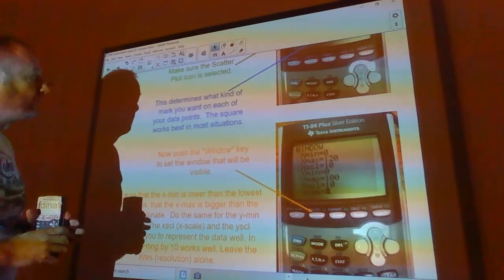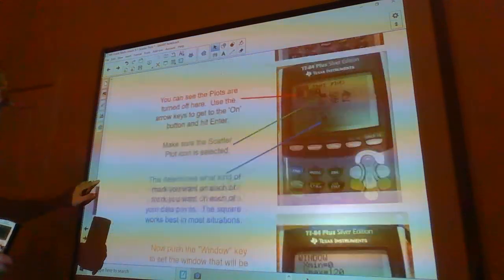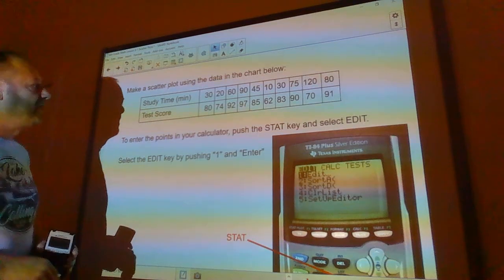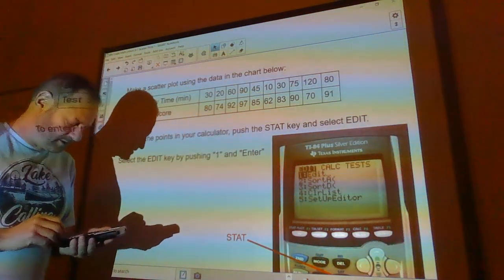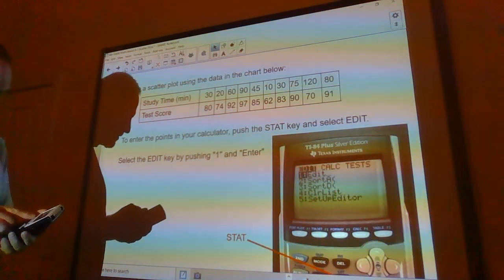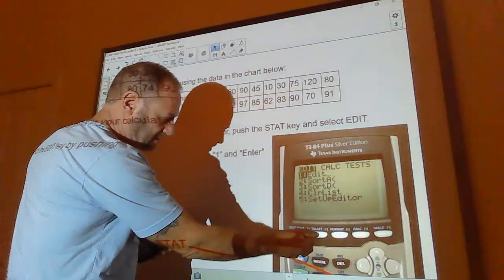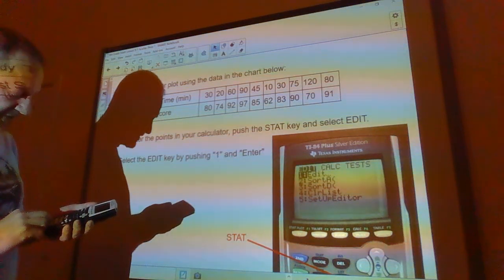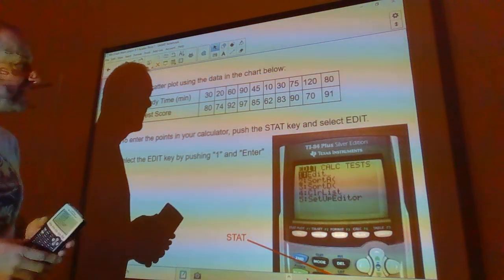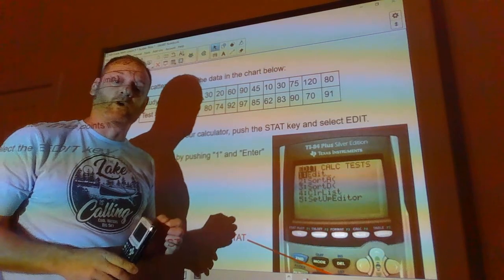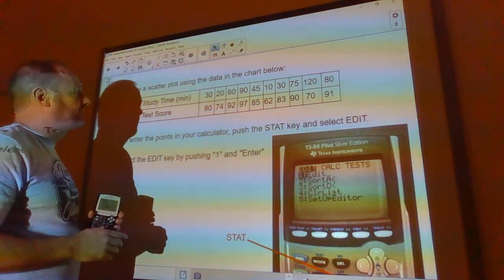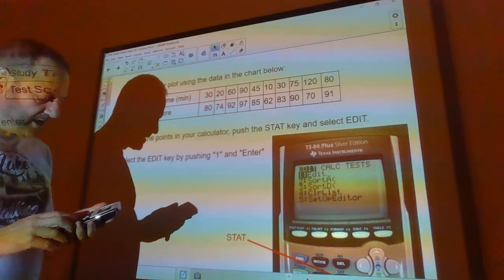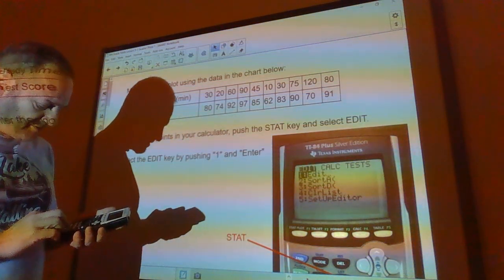Okay. So what I'm going to do is look at my data, look at my x's, and find my smallest x. My smallest x is 10. Okay. So I'm going to push my window key, which is right here. Okay. And I'm going to enter 0 for that. Okay, I want to be a little bit smaller than my smallest one. Then I'm going to look for my largest x. That's going to be 120. Okay, so where it says x max, I'm going to put 130 in there.